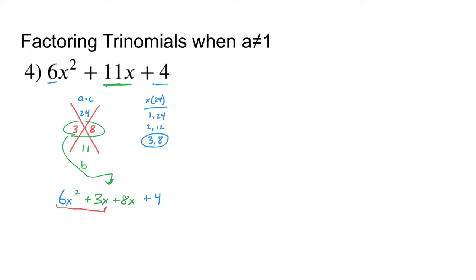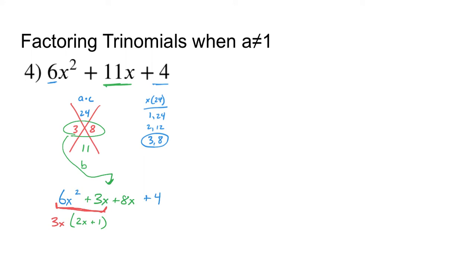Factoring by grouping is when I take the first two terms, and I look for the GCF of those first two terms. So in this problem, 6x squared and 3x, what do they have in common? They have a 3x in common. So if I pull out that GCF of 3x, what do I have left over? I have 2x plus 1 left over.